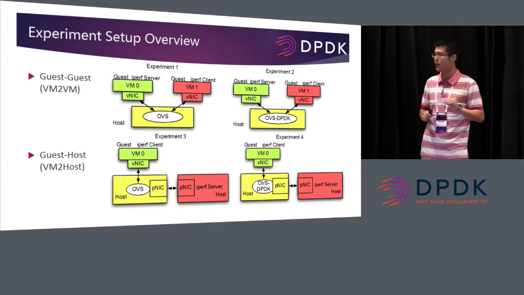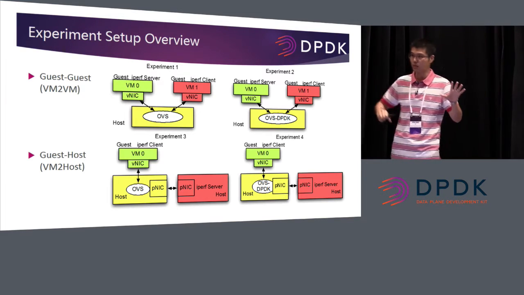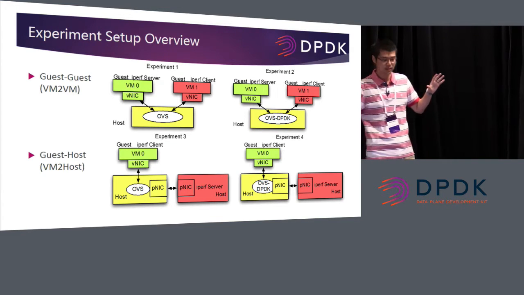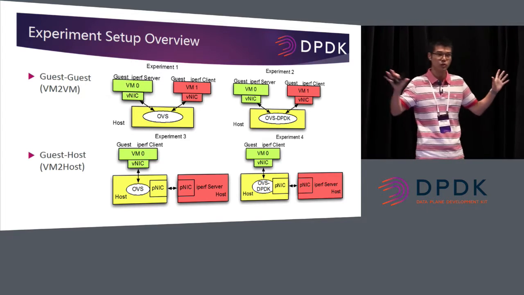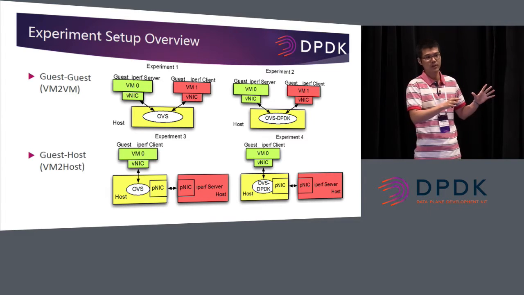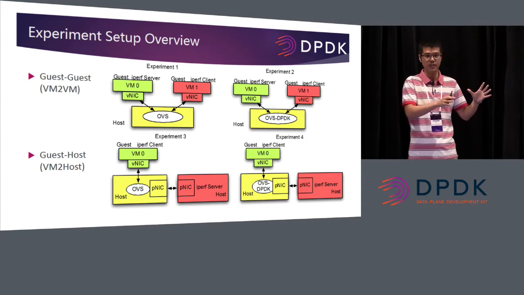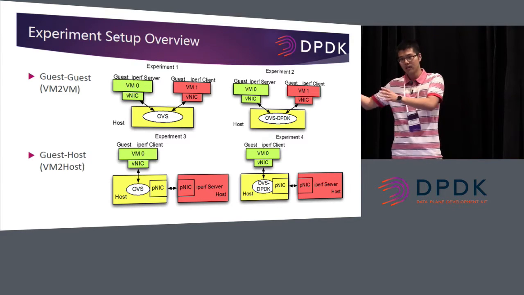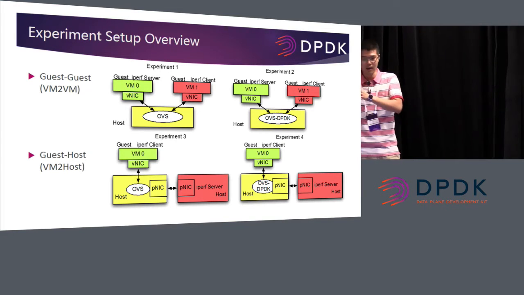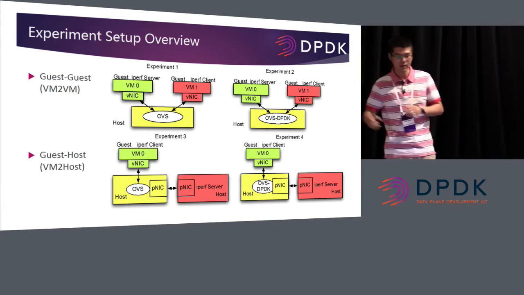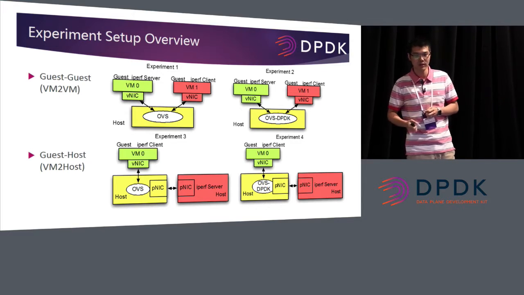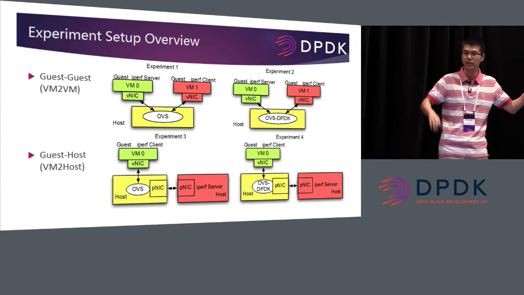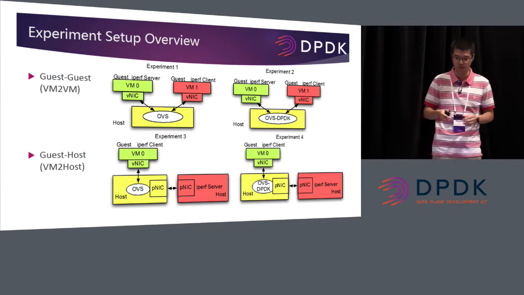In the second category, we have the guest-to-host communication, or in our case, we call it VM to host. Again, we have two physical hosts. One physical host has a single virtual machine and runs either OVS or OVS DPDK. The other physical host runs as the iPerf server. The benchmark we're using is iPerf. So in either of these two categories, we have an iPerf server and an iPerf client talking to each other.